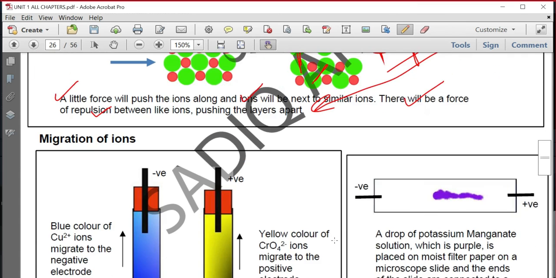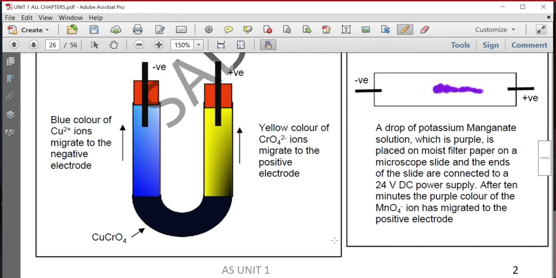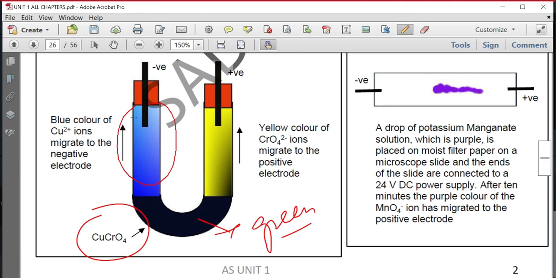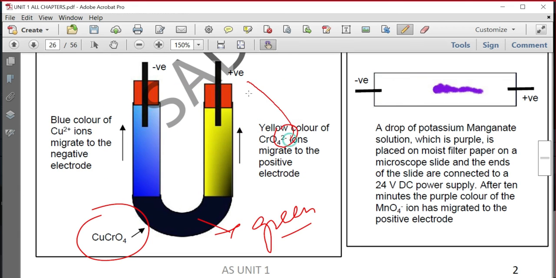Okay, the third evidence which we discussed yesterday was the migration of ions, or movement of the ions. Yesterday I gave an example. The color was green here in your book. So it is copper chromate, copper(II) chromate basically. The copper ions are blue in color and chromate ions are yellow in color. Chromate has a negative charge, so this negative charge will take it towards the positive electrode, and copper has a positive charge, so it will be taken to the negative side.